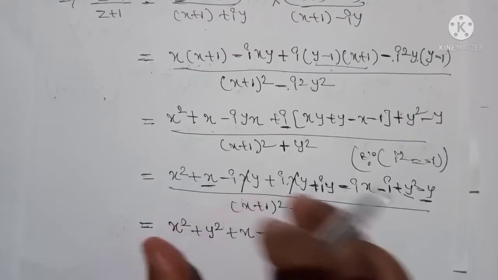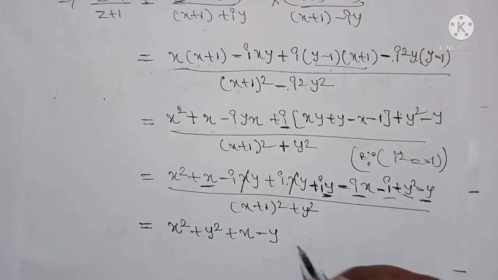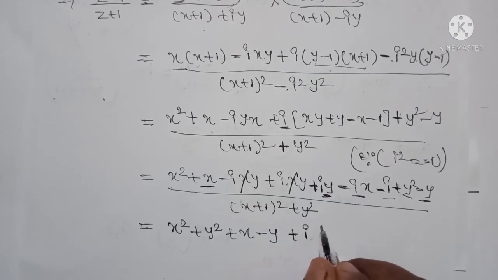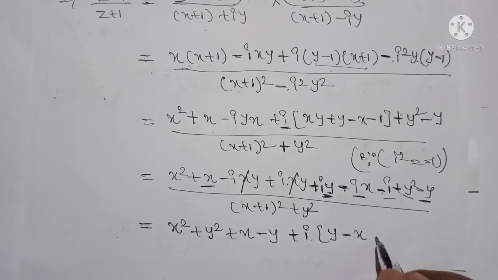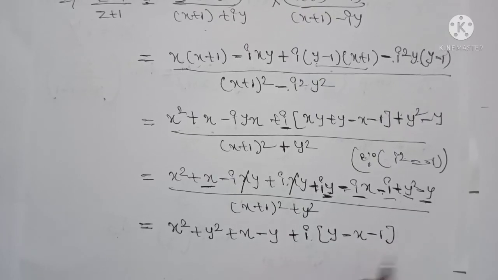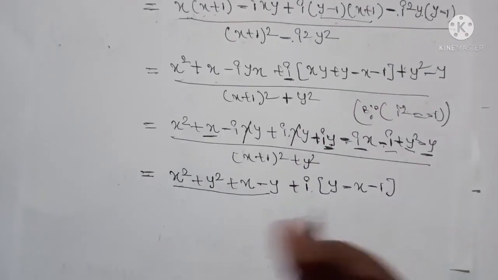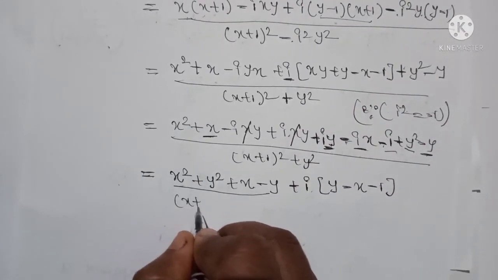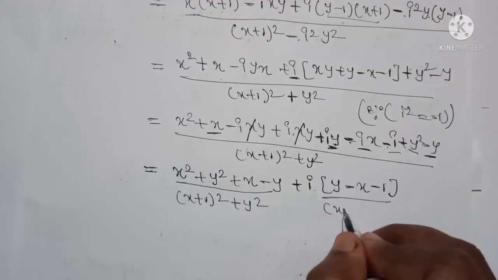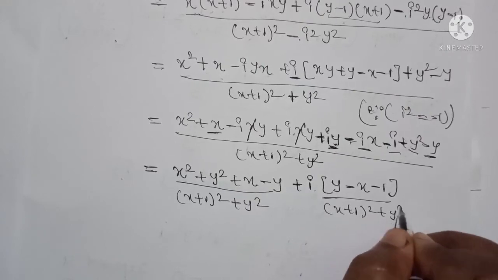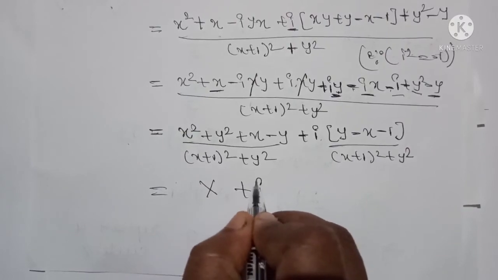These are all the real parts. Now the imaginary parts are this one and this one, so we take i common and get (y minus x minus 1). This is the imaginary part. For the denominator, we write it separately for the real and imaginary parts: (x plus 1) whole squared plus y squared, and here also (x plus 1) whole squared plus y squared. So now we have separated the real and imaginary parts. This is the x plus iy form.